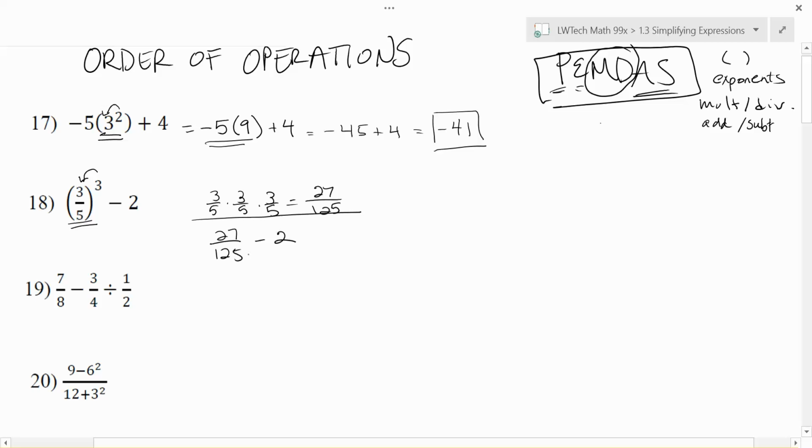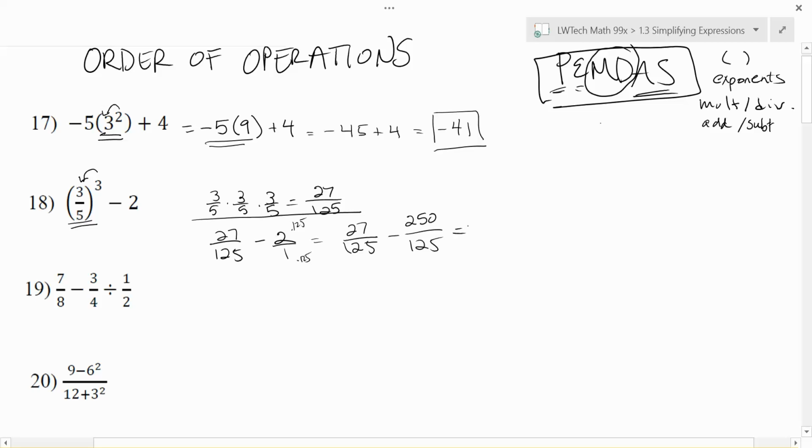All right, well, if I want to subtract with fractions, remember I need a common denominator. 125 will be my common denominator between 125 and 1. If I times the bottom by 125, I have to times the top by 125, so I end up with 250 over 125. And then I can subtract the tops.